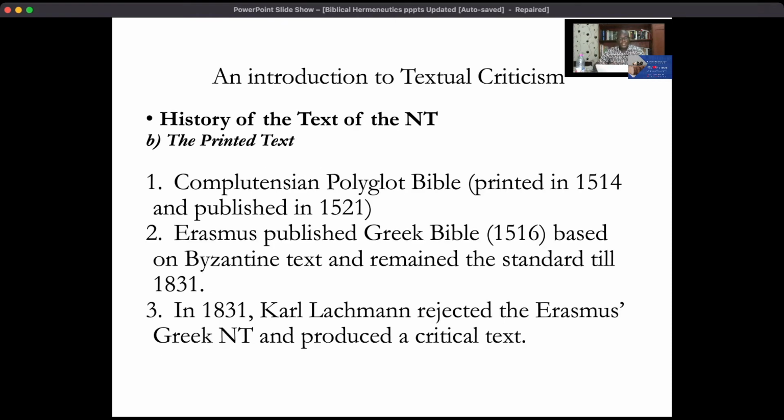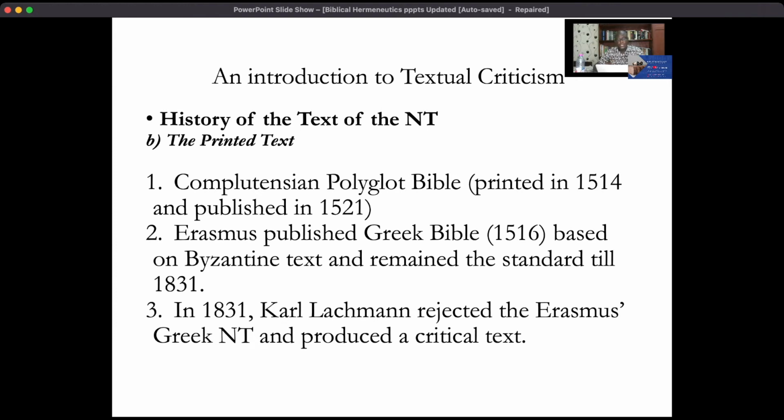Now, the printed text. So we have looked at the handwritten text. The printed text, as far as we know, we have what we call the Complutensian Polyglot Bible, printed in 1514 and published in 1521. We have Erasmus published Greek Bible, which was based on the Byzantine text and remained a standard till 1831.